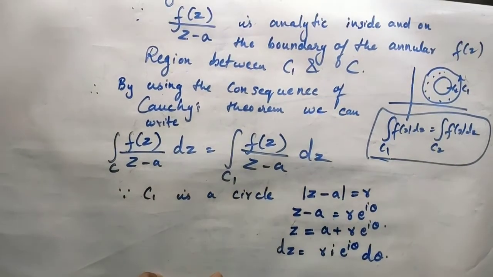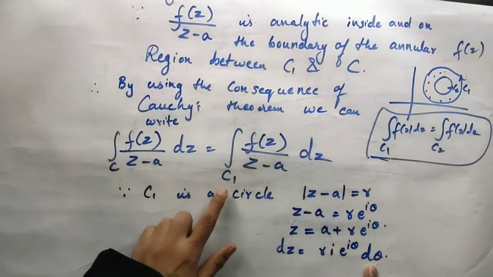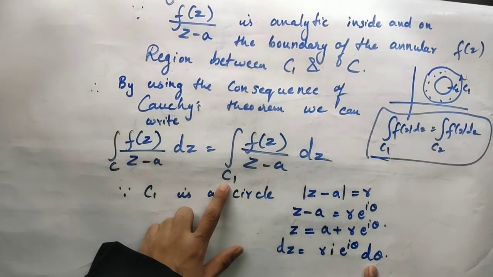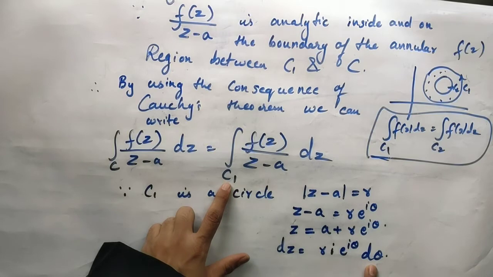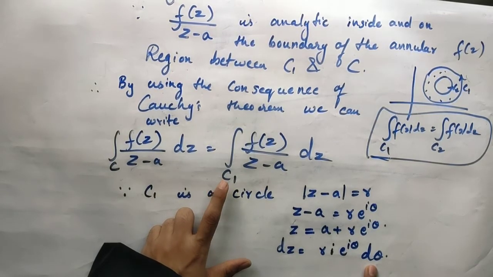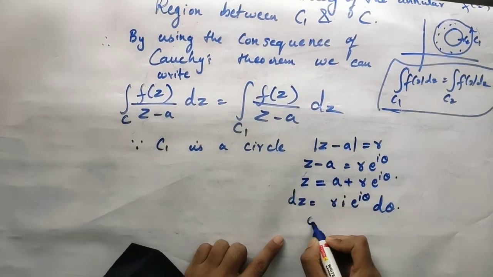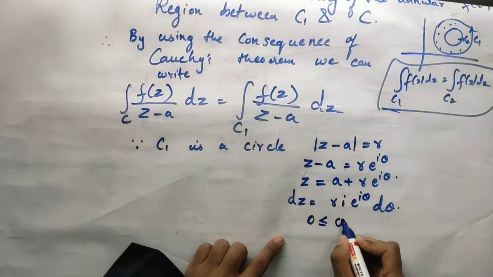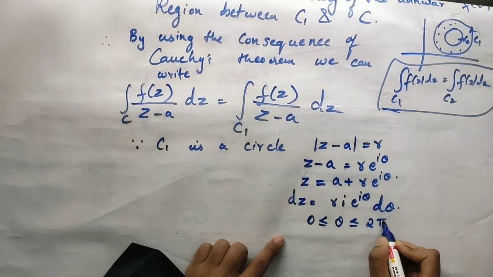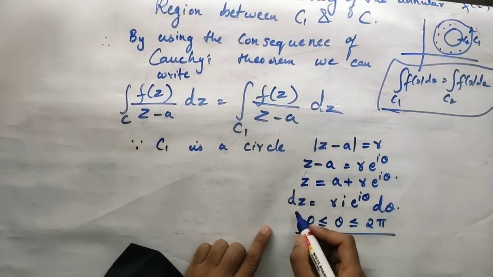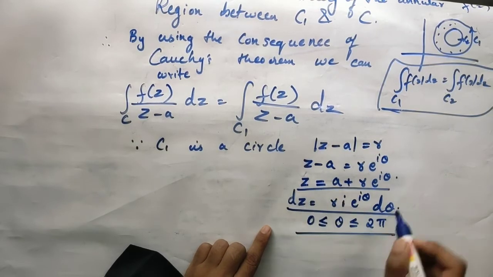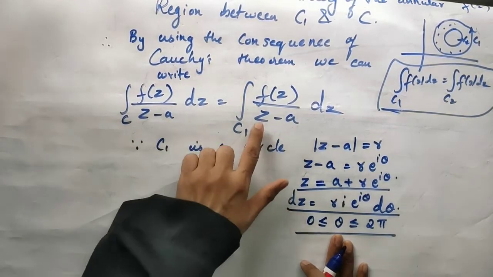Now, you should also see the variation for theta along the curve C1. C1 is a circle. On any circle, the variation for theta, that is the angle, will be from 0 to 2 pi, is it not? So I can directly state theta is varying from 0 less than or equal to theta less than or equal to 2 pi. So this is the variation for theta, this is my dz, this is my z, all this I'll substitute in this equation.